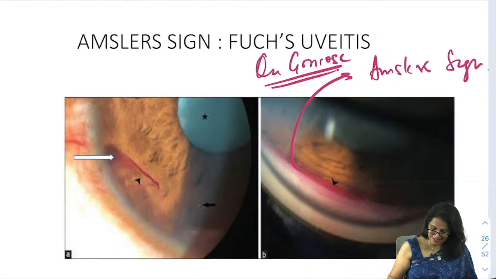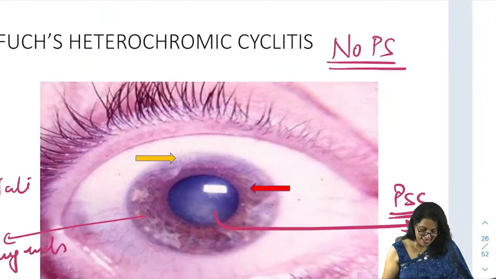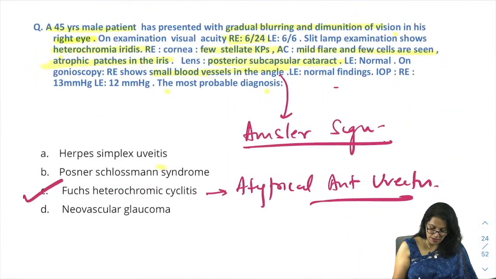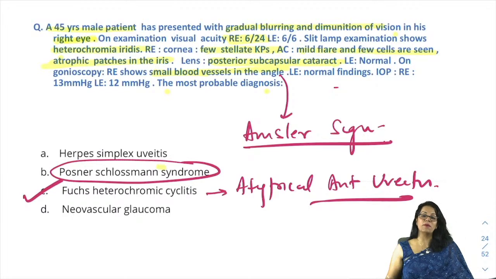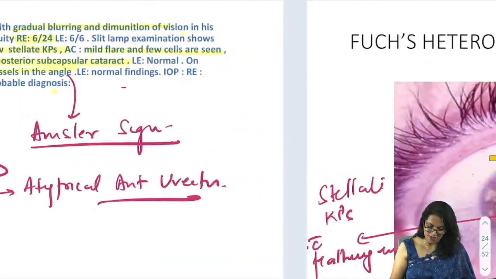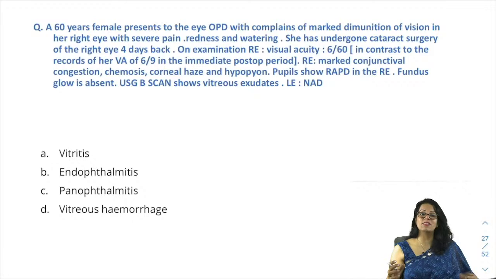Yes, Zeba. Okay. These are the features. Why can it not be Posner-Schlossman? Pressures are very high in this condition. Is it a uveitis or a glaucoma, Posner-Schlossman? Okay, we will think about it in the further question. Okay, come to the next question here.